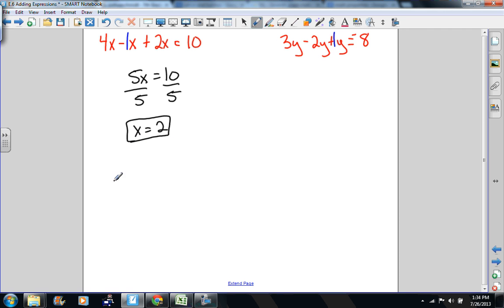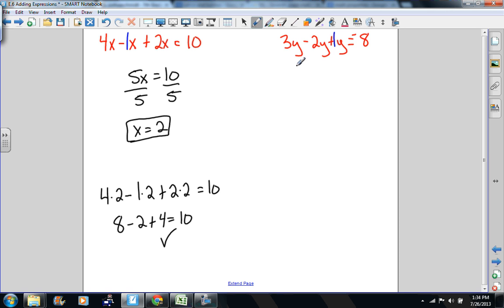I can check my answer by going 4 times 2 minus 1 times 2 plus 2 times 2 is equal to 10. Got some simplifying to do. This is 8 minus 2 plus 4. 8 minus 2 is 6. 6 plus 4 is equal to 10. So we're correct.